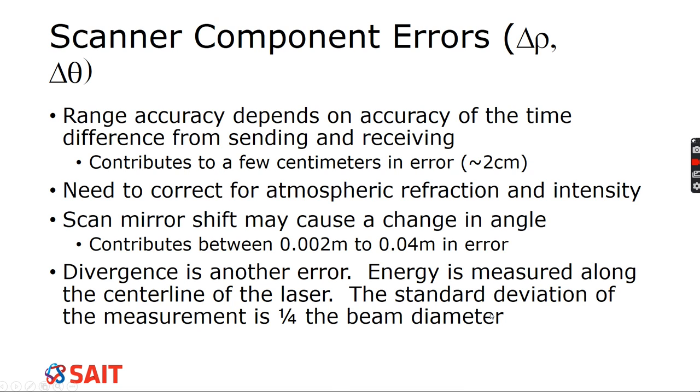This shouldn't be that big, right? The standard deviation of your beam diameter should not be 10 centimeters, but I'm just giving you a quick number there. Generally speaking, the footprint on the ground is about 10 to 15 centimeters in width.